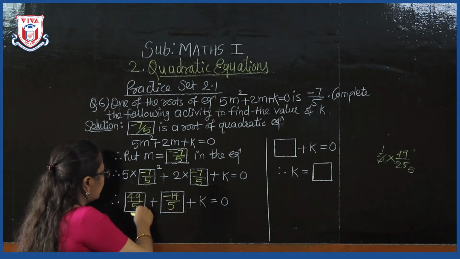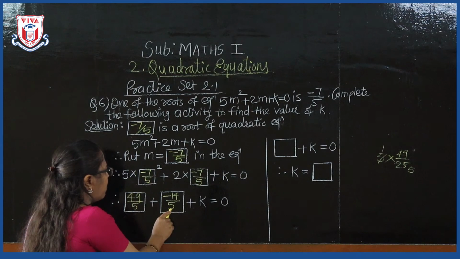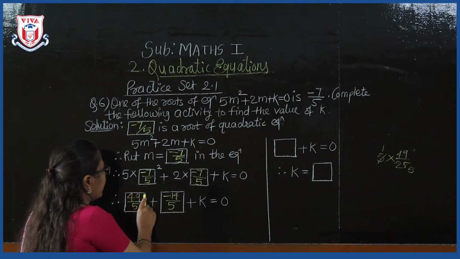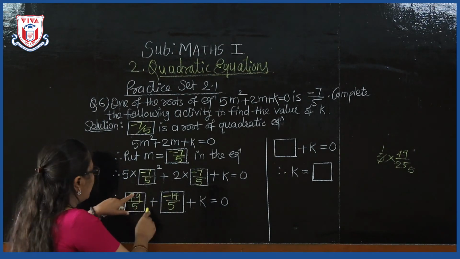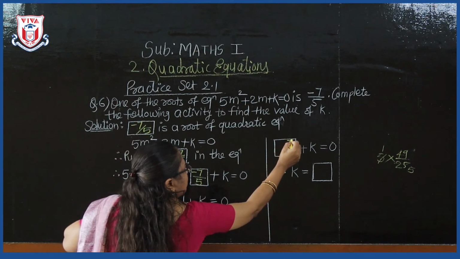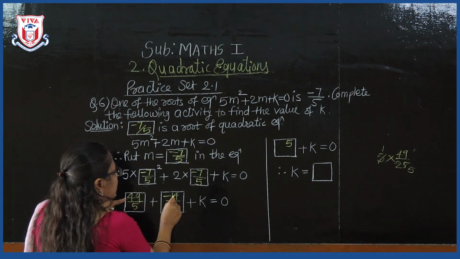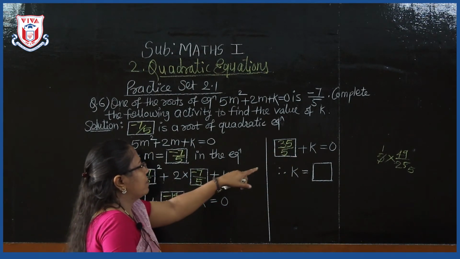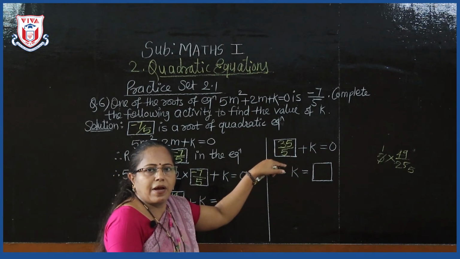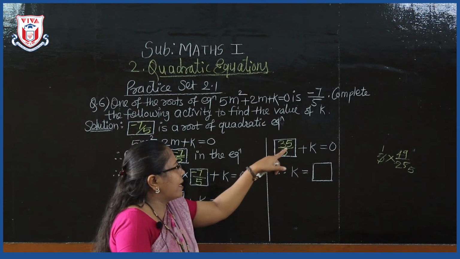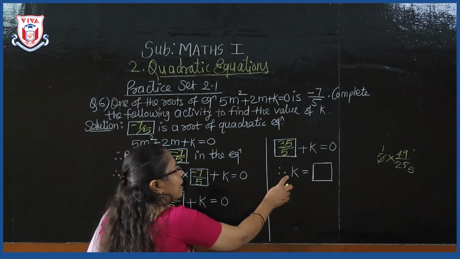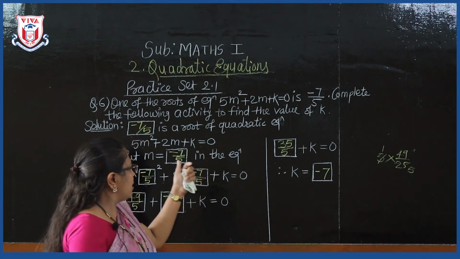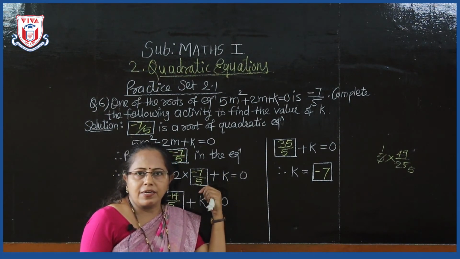Now we have to solve this. See, both the fractions have the same denominator. So we can directly subtract the numerators. So 49 minus 14. 9 minus 4, 5. 4 minus 1, 3. So 35 upon 5. So what is the answer of 35 upon 5? 7. So 7 plus k equal to 0. So you will get the value of k equal to minus 7. So this way you have to solve the activity. Followed?